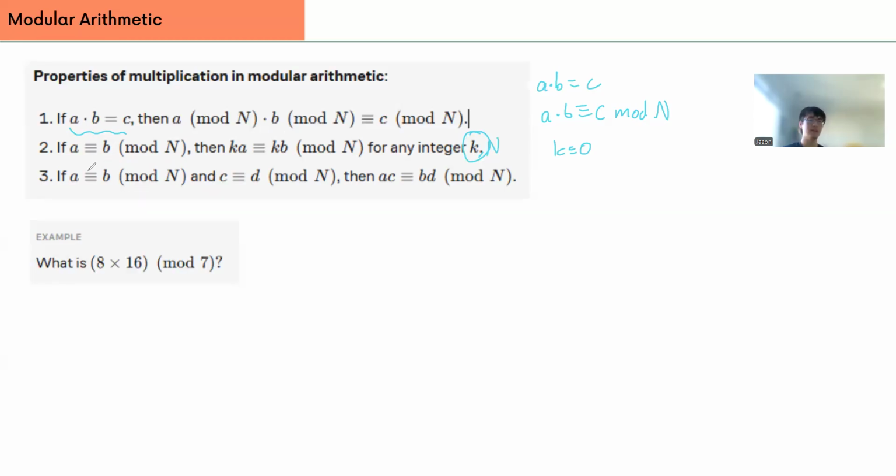Okay. And then here the same thing. So if A is congruent to B, C congruent to D, then AC is congruent to BD, right? So here is this example. What is 8 times 16 mod 7? This is probably the clearest and simplest example you can get of the efficiency of modular arithmetic.